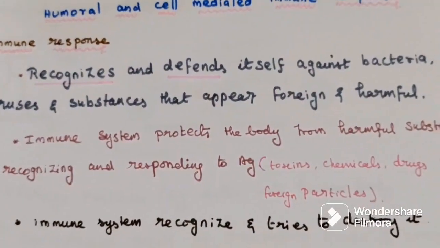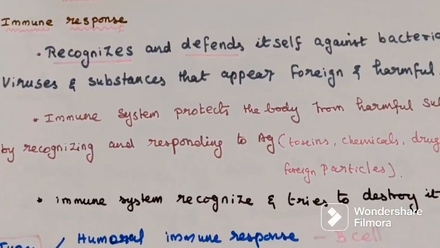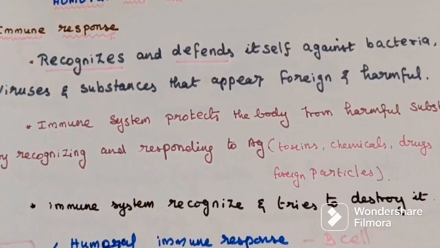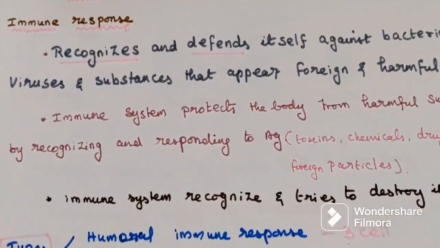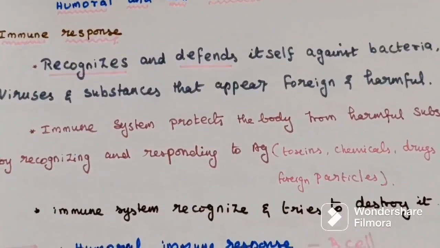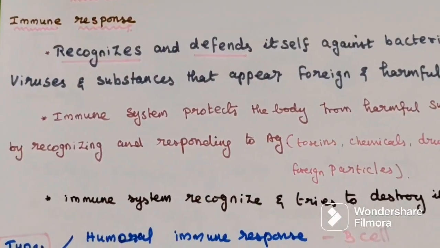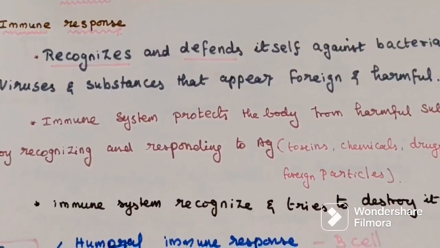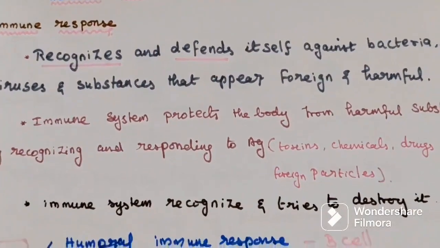The immune system protects the body from harmful substances by recognizing and responding to antigens. Antigens are substances, usually protein. Actually, it is a protein on the surface of the cell.